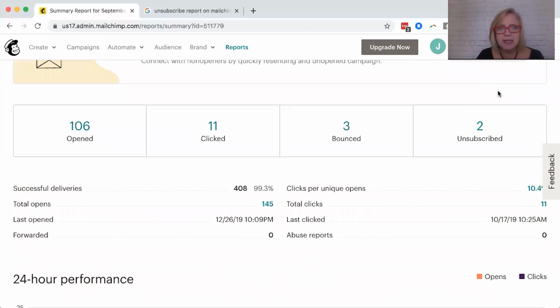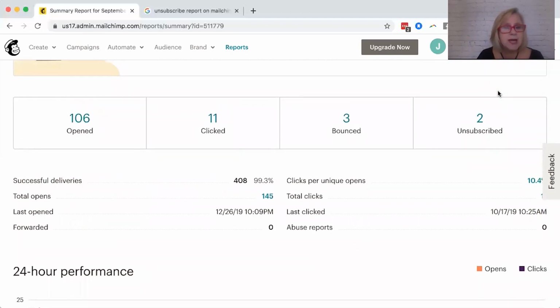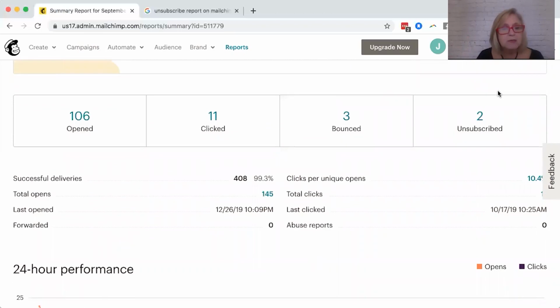So if we look at this again, looking at some more numbers, we can see that we sent this out to 408 people received the email, which was 99.3%. So there are a couple people who did not get it, and we'll talk about that in a minute. 145 people successfully opened it. So what you can see in these numbers is successful deliveries is 408, which is 99.3%, which is excellent. So that means almost everyone who it was sent to received it. And we'll talk a little bit about that. It has to do with a bounce rate, and that's up there. We're going to talk about that in just a minute.